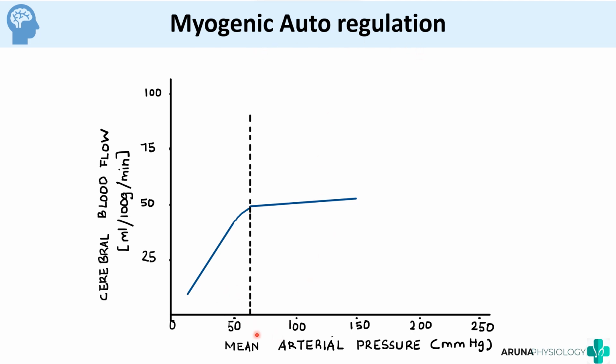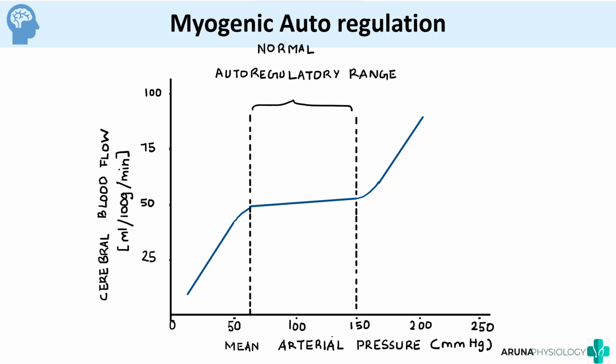So even though the mean arterial pressure varies from 60 to 140, the cerebral blood flow is maintained at a constant level up to 140 millimeters of mercury. This is called myogenic autoregulation. After that, you can see that the cerebral blood flow also increases as the mean arterial pressure increases. So this is the normal autoregulatory range. So how does this myogenic autoregulation work?